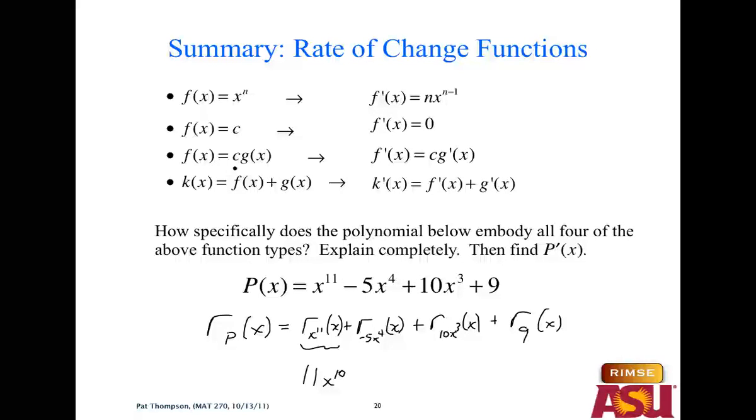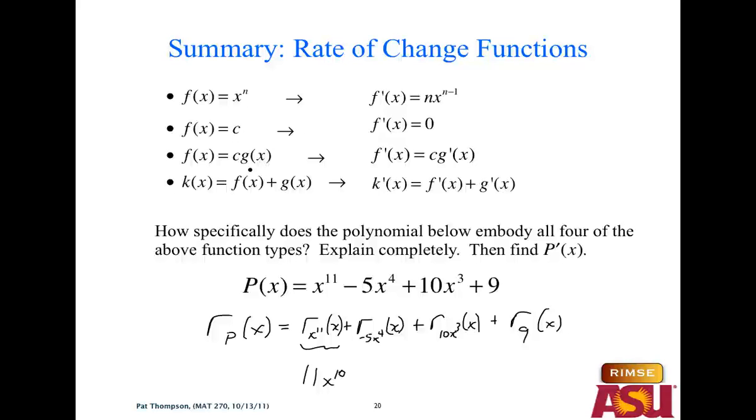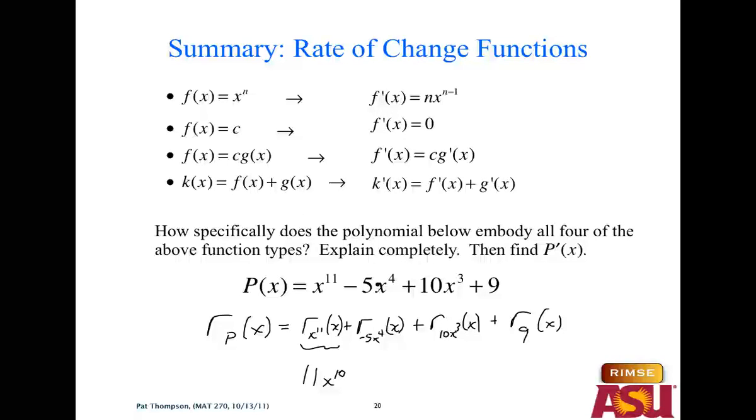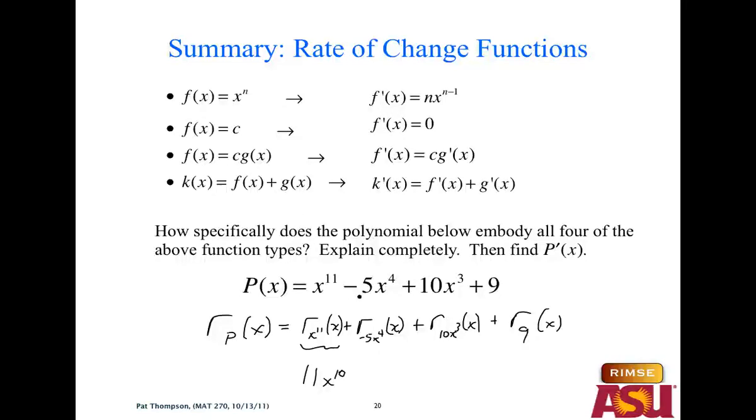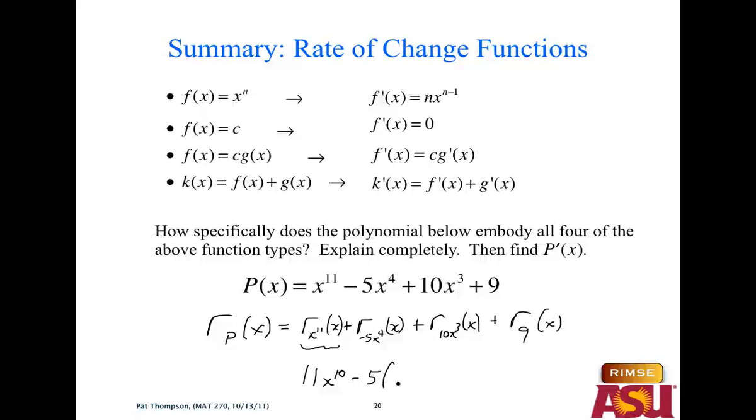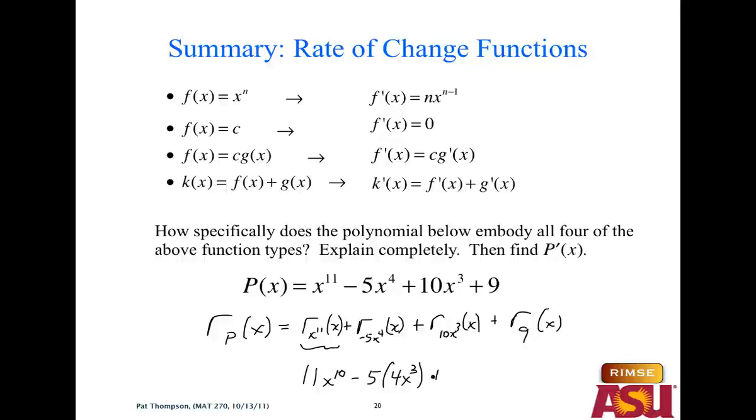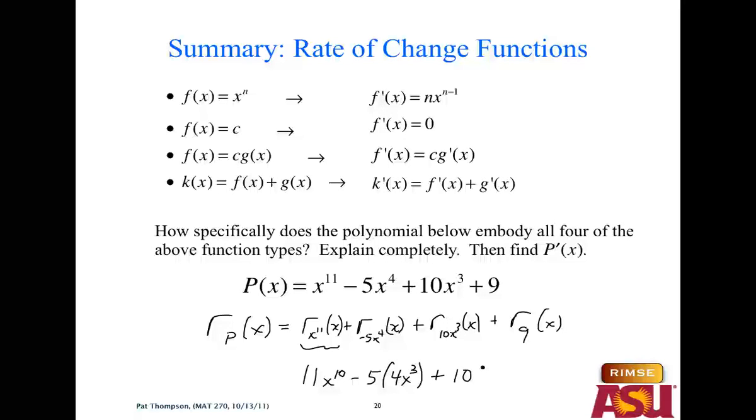You see that? So what will the rate of change be? It'll be negative 5 times the rate of change of x to the 4th, which is negative 5 times 4x cubed. That's rule 3. Do you see it? What about 10x cubed? 1, 2, 3, or 4? Rule 3. 10 times the rate of change of x cubed.